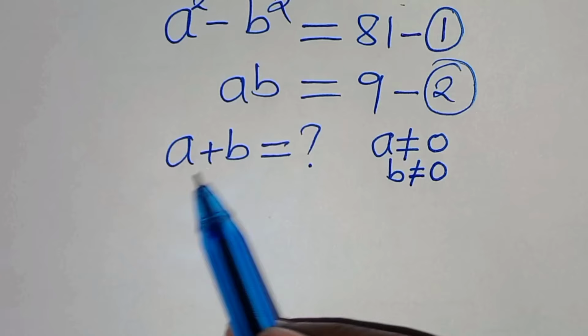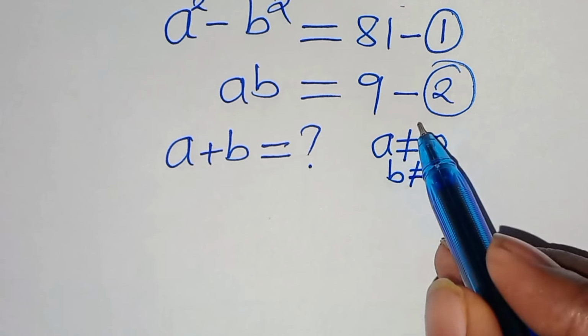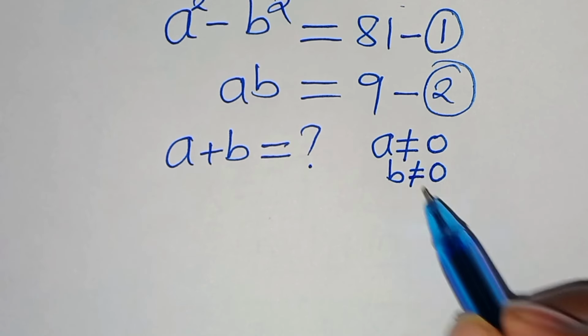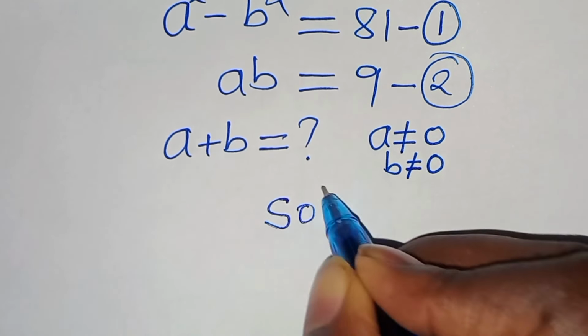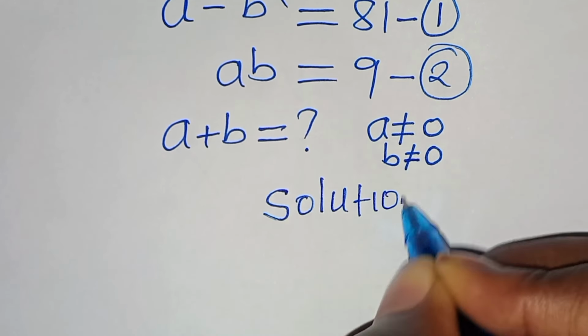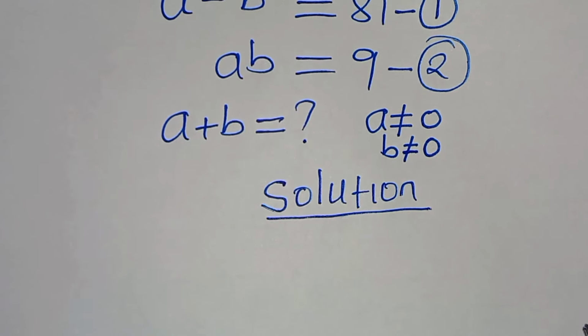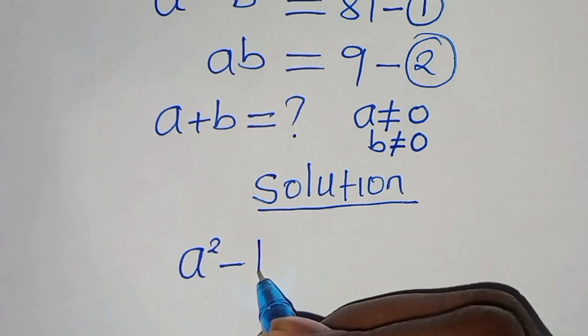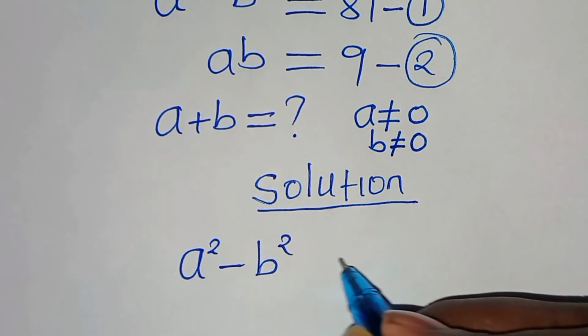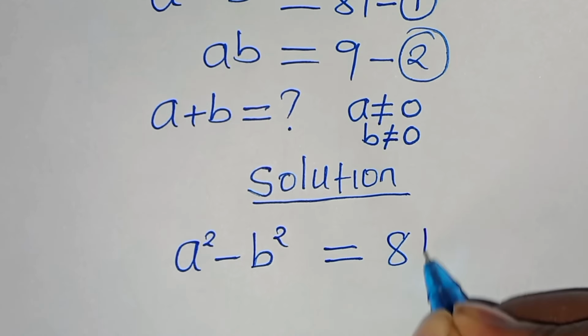Now, what is the value of a plus b, given that a is not equal to 0 and that b is not equal to 0? So let's present the solution from here. From equation 1, a squared minus b squared is equal to 81.